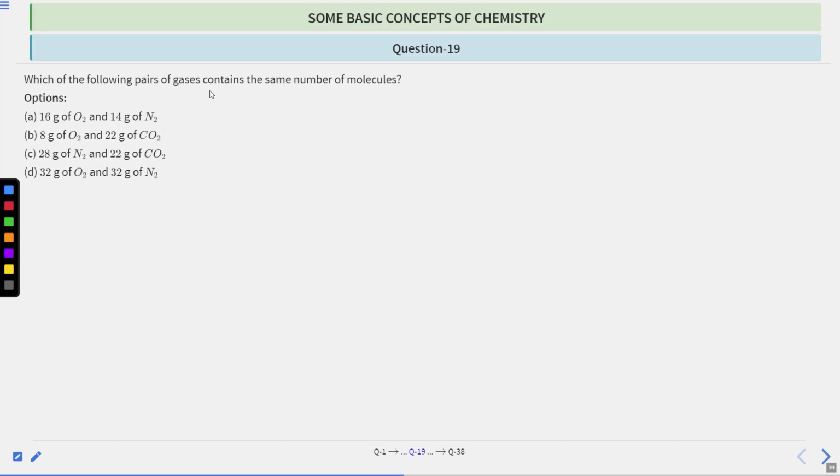Which of the following pairs of gases contains the same number of molecules? Options are 16 gram of O2 and 14 gram of N2, 8 gram of O2 and 22 gram of CO2, 28 gram of N2 and 22 gram of CO2, 32 gram of O2 and 32 gram of N2. You have 10 seconds to solve this question by yourself. After that, we will solve this question.